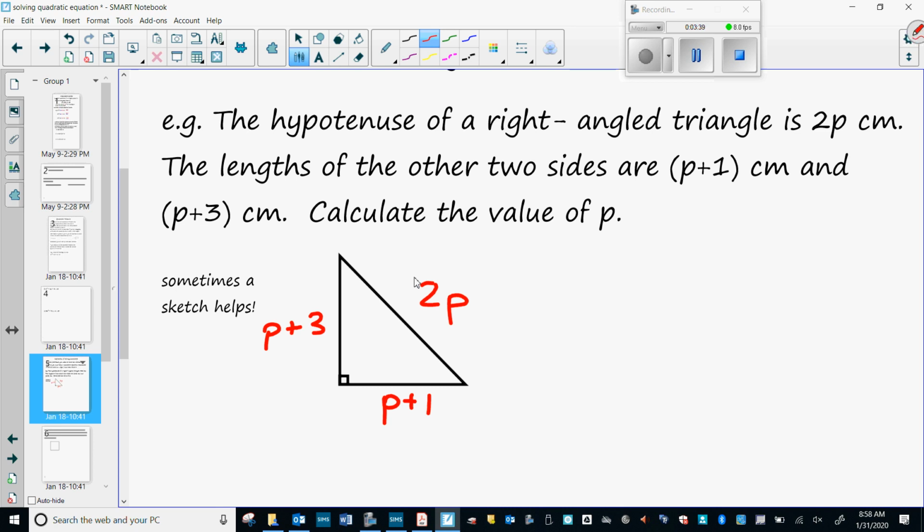Wait, so basically it means like 1p and 3p? No. It means p plus 1 and p plus 3. So p we could work out to be 7, so that would mean this one would be 8 and this would be 10, and that would be 14. So you've got to remember the difference between something more than, or double or treble, or times those numbers.